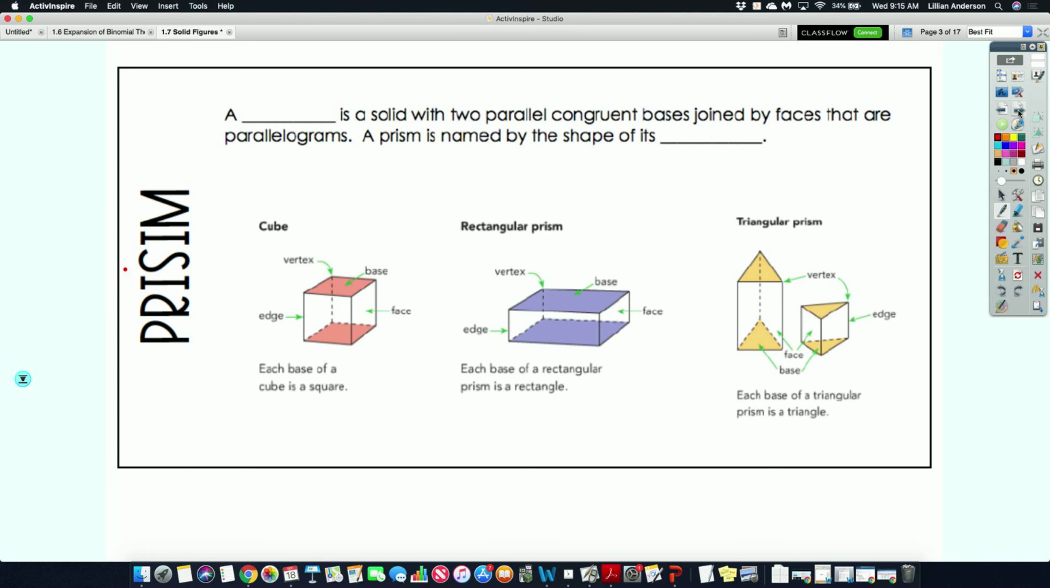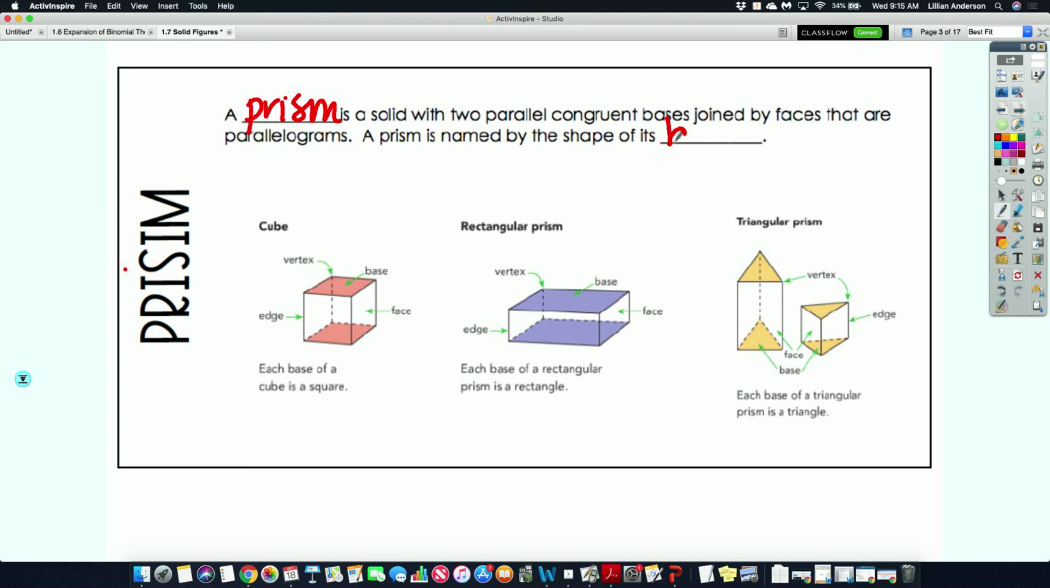Okay? So a prism is a solid with two parallel congruent bases joined by faces that are parallelograms. So whatever the bases are, again, that's how you name that particular prism. They are congruent, and they're joined by parallelogram faces, okay? And again, a prism is named by the shape of its base.